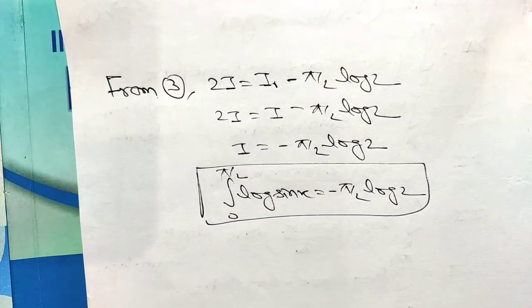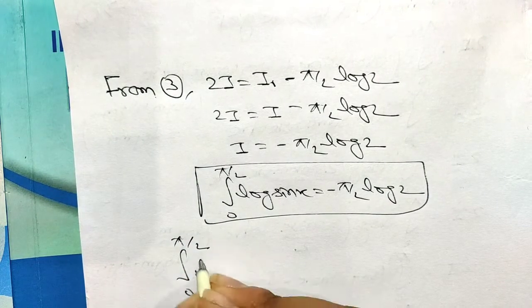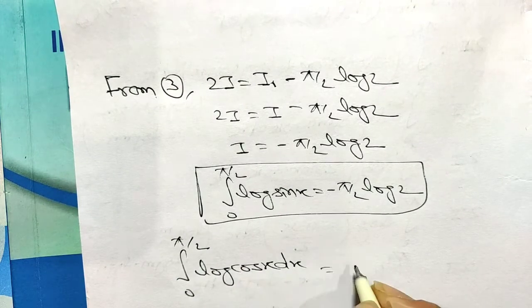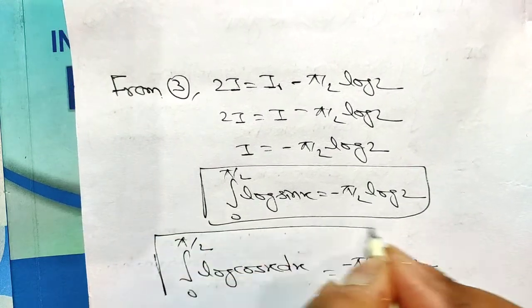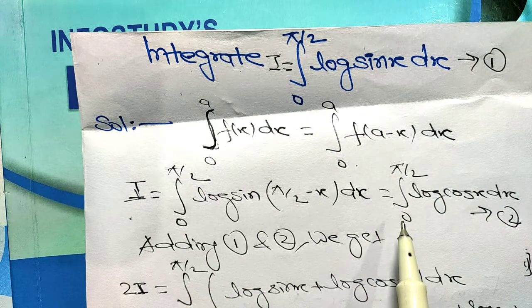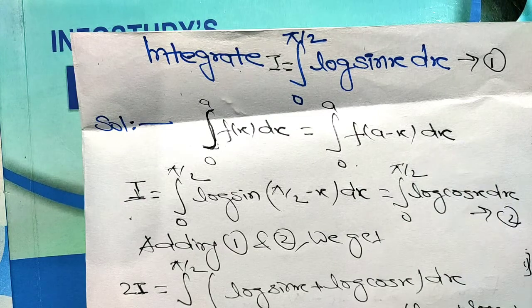And one more thing I want to say. If we integrate log cos x from 0 to pi by 2, the answer will be the same, minus pi by 2 log 2. So as I said, if you want to integrate log cos x dx from 0 to pi by 2, the answer will be the same. But how?